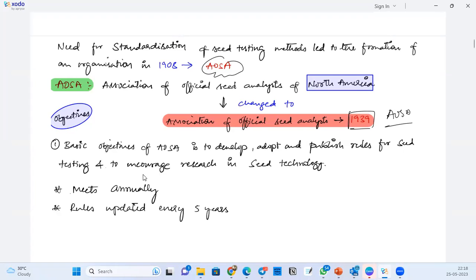So what are the objectives of this organization? The basic objective of the AOSA is to develop, adopt and publish common rules for seed testing, and to encourage research in seed technology. It meets annually, and the rules are updated every 5 years.